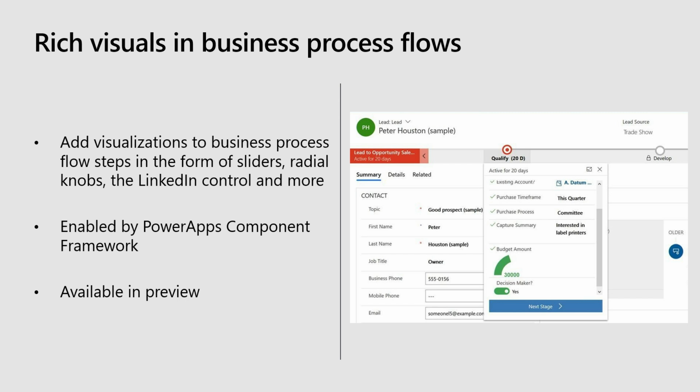So now, for instance, if you have an action item to decide how much discount to offer to a customer, instead of simply typing in a number, you can use a slider to adjust how much you offer. If you want to visualize the probability of you closing a deal, instead of just having a number show there, you can now use an arc knob to show you how far along you are and what the probability is of you closing a deal with the customer. These rich visuals in business process flows are available today in preview for you to use.